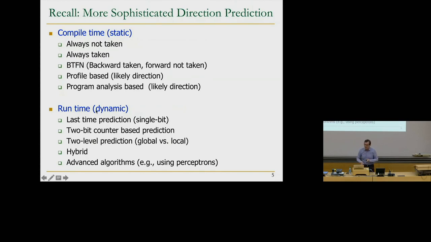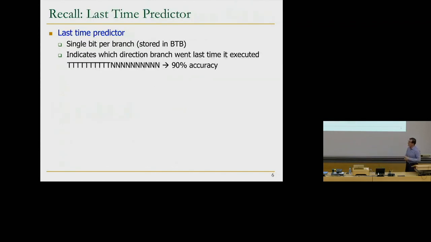As a result, we said that runtime behavior should be taken into account in branch prediction so that we can get higher accuracy. And we discussed one particular example of a dynamic branch predictor, last time prediction. And we're going to see many, many more sophisticated examples in this lecture. So this is, again, we discussed this. Last time predictor, what does it mean?